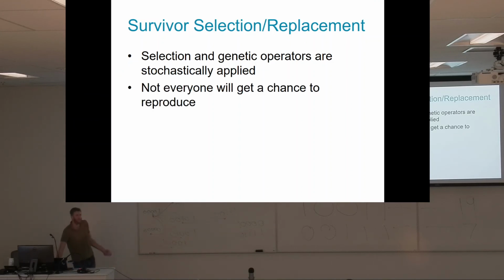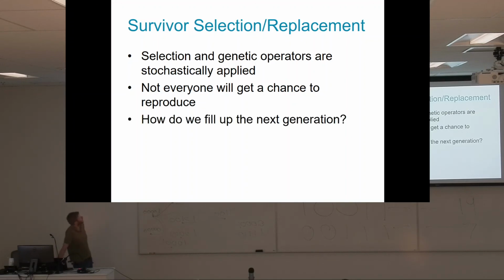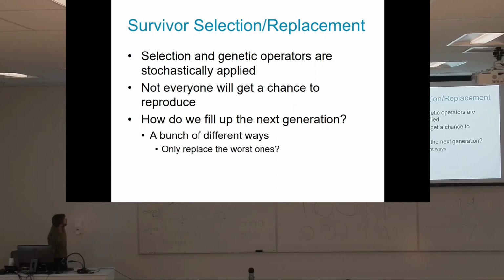Not everyone has a chance to reproduce, right? The less fit ones never had a chance. Sorry. So how do we fill up the next generation? How do we determine how we want to do that? Do we always replace the least good ones in the population? Or do we create a whole new population and fill it up? Those are the key differences between steady state and the discrete one. There are a bunch of different ways.